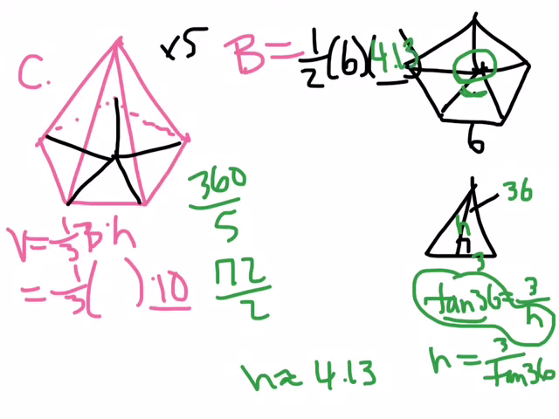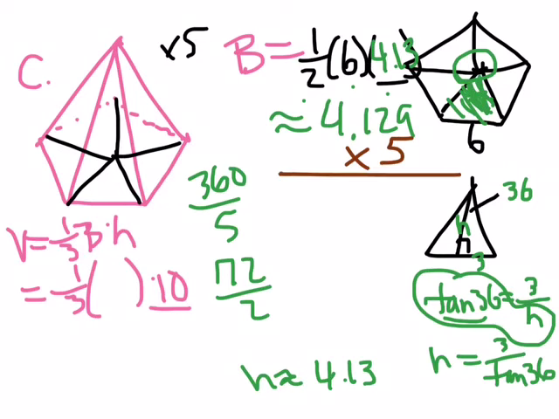And now I'm just going to put it in my calculator. Okay, when I do 1/2 times 6 times 4.13, I get about 4.129. That's the area of this triangle right there. For the whole thing, though, well, just multiply by 5. Let's go with that. Multiply by 5. And you should get about 20.646. Usually 3 decimal places is good.